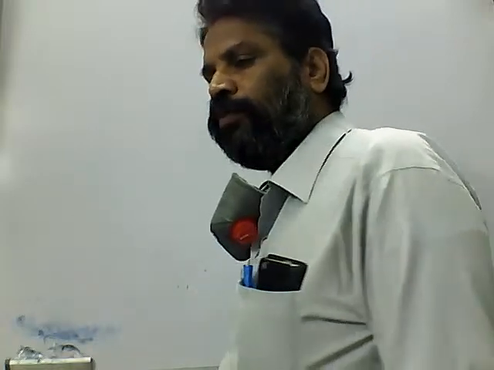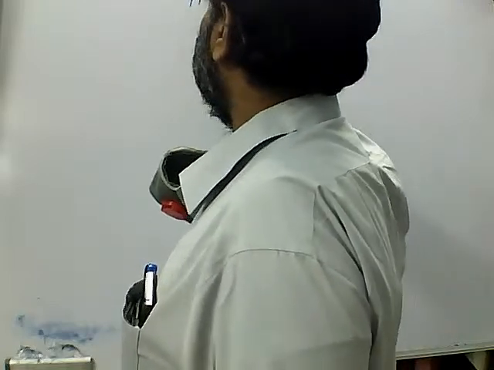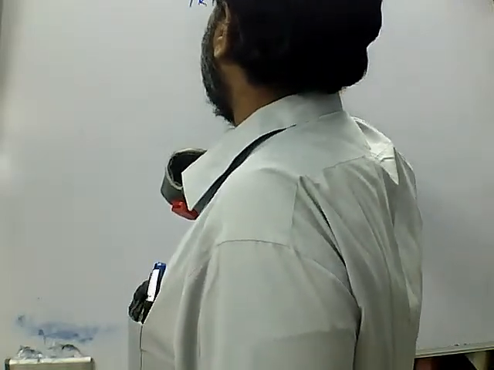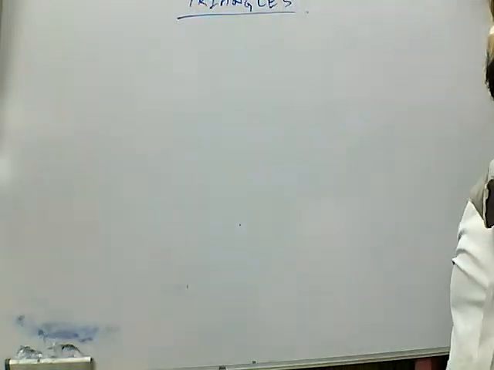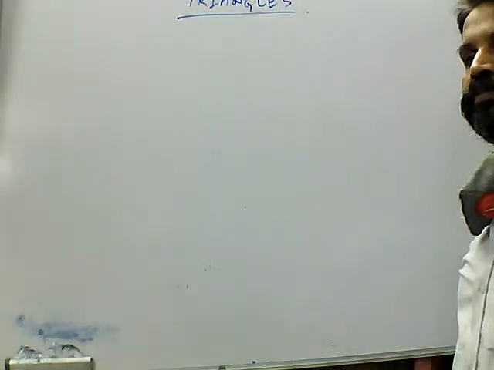Okay, I think we can go for the next topic, and I hope you are clear about your project also. Project work, how to go. Okay, good. Next topic we will go, that is the triangles topic. This is chapter 7, right? So we'll go for the next topic, which is triangles.